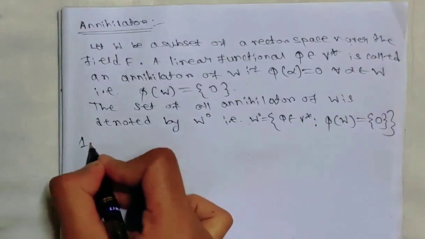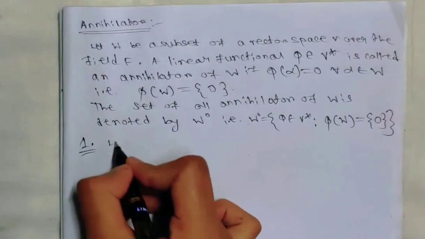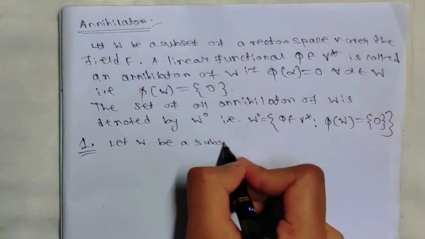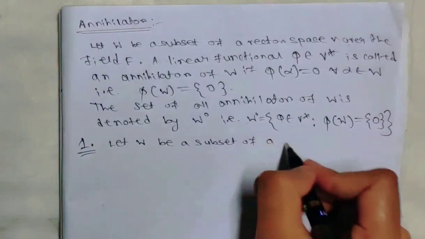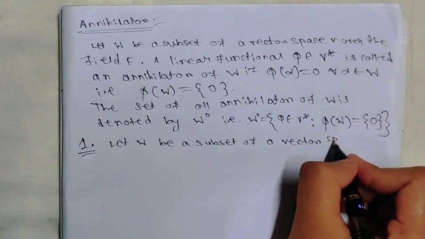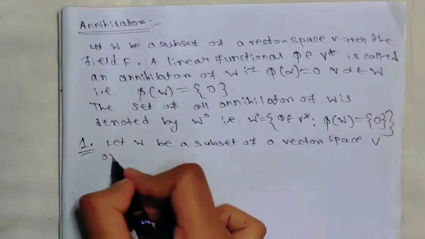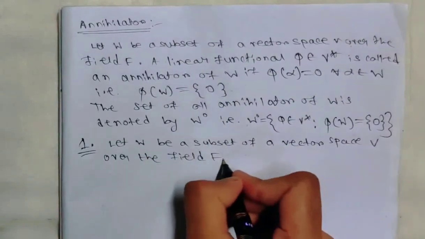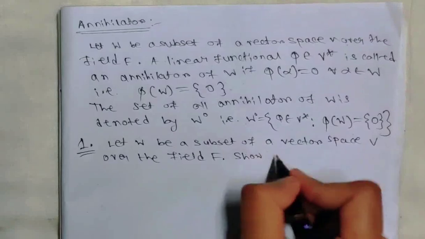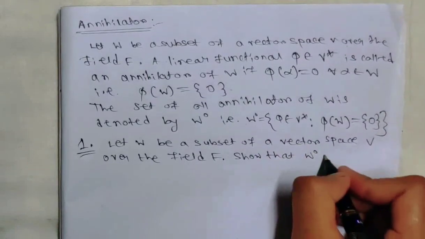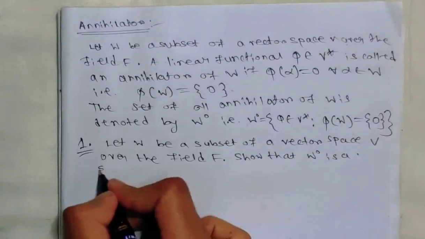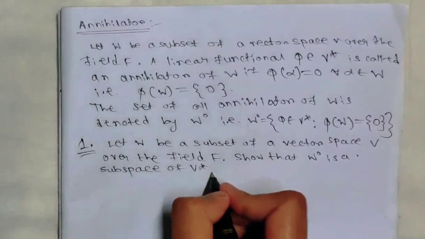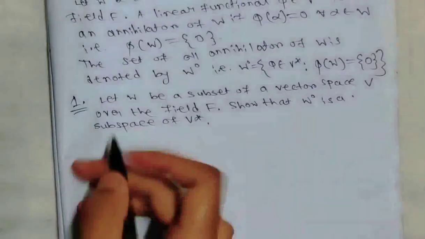Now, question regarding annihilator. Let W be a subset of a vector space V over the field F. Now we have to show that W naught is a subspace of dual space V star. Now, solution.